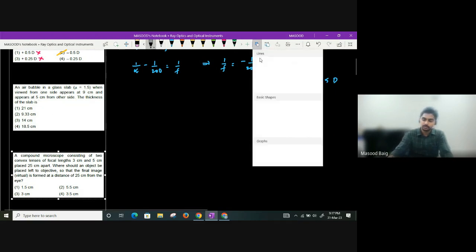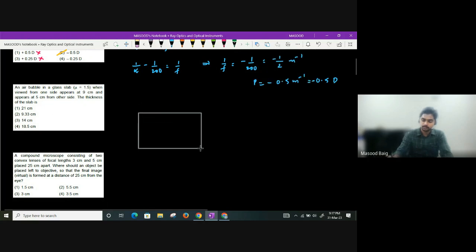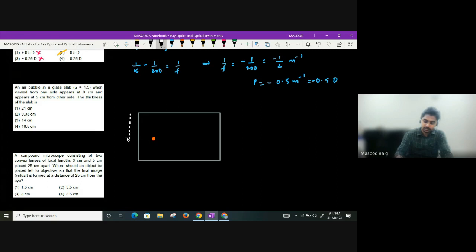Let us take a certain slab. In reality, where is the air bubble? Let us say it is present somewhere over here. In reality, it is here. So this distance from one face happens to be x1, and from the other face it happens to be x2. So what will the thickness of the slab be in reality? It is x1 plus x2, right?